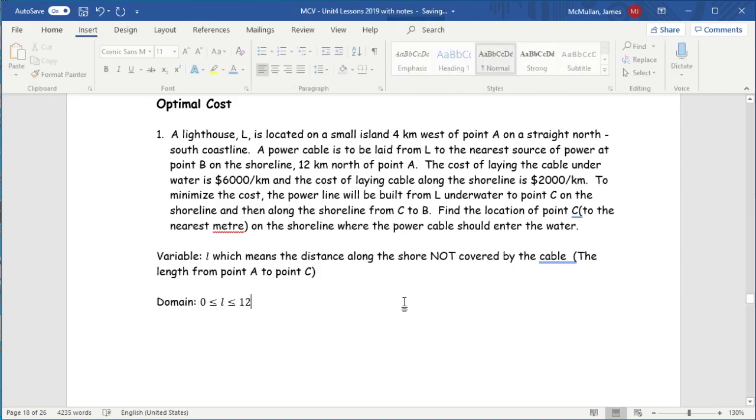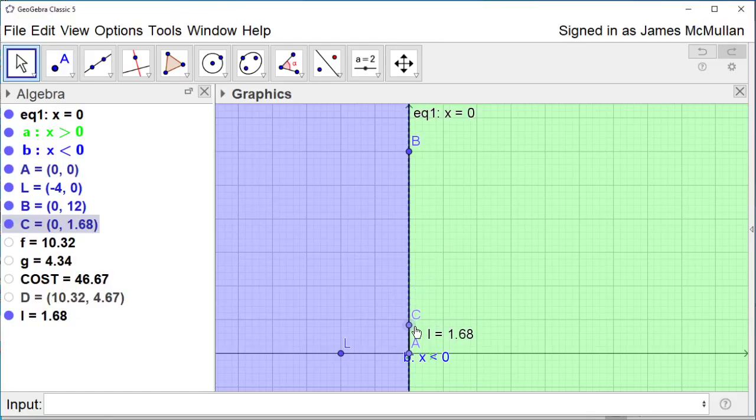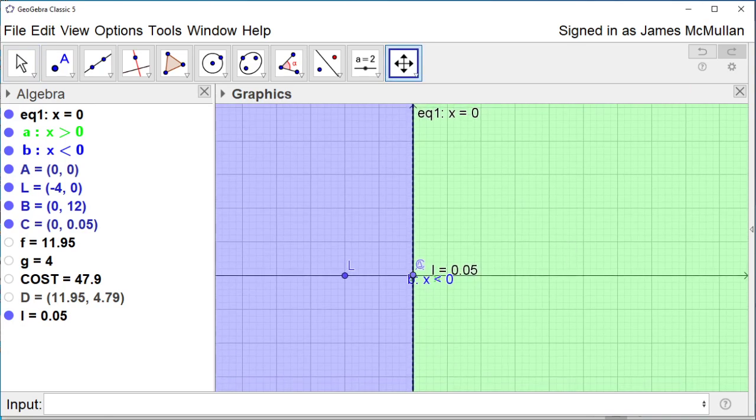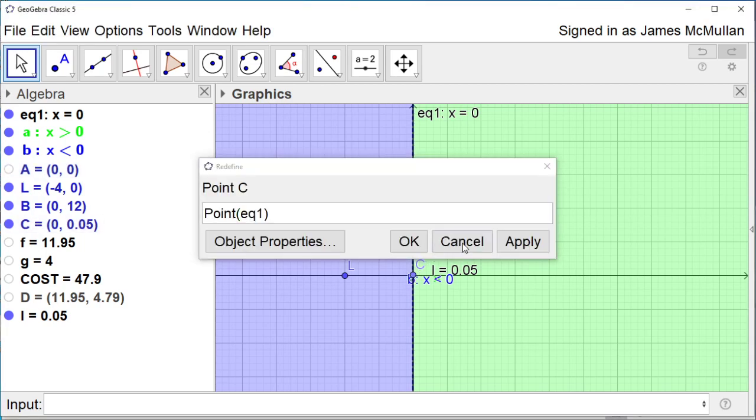Now again, let's think about why this is for a second. If I make L 0, basically what I'm saying is I'm going to run the cable all the way from B to A and then straight across. If I make L a negative number, right, then I've run the cable too far. It really doesn't make sense to run it that far, right? If I run, sorry, I'm not sure why my point C got kind of locked here.